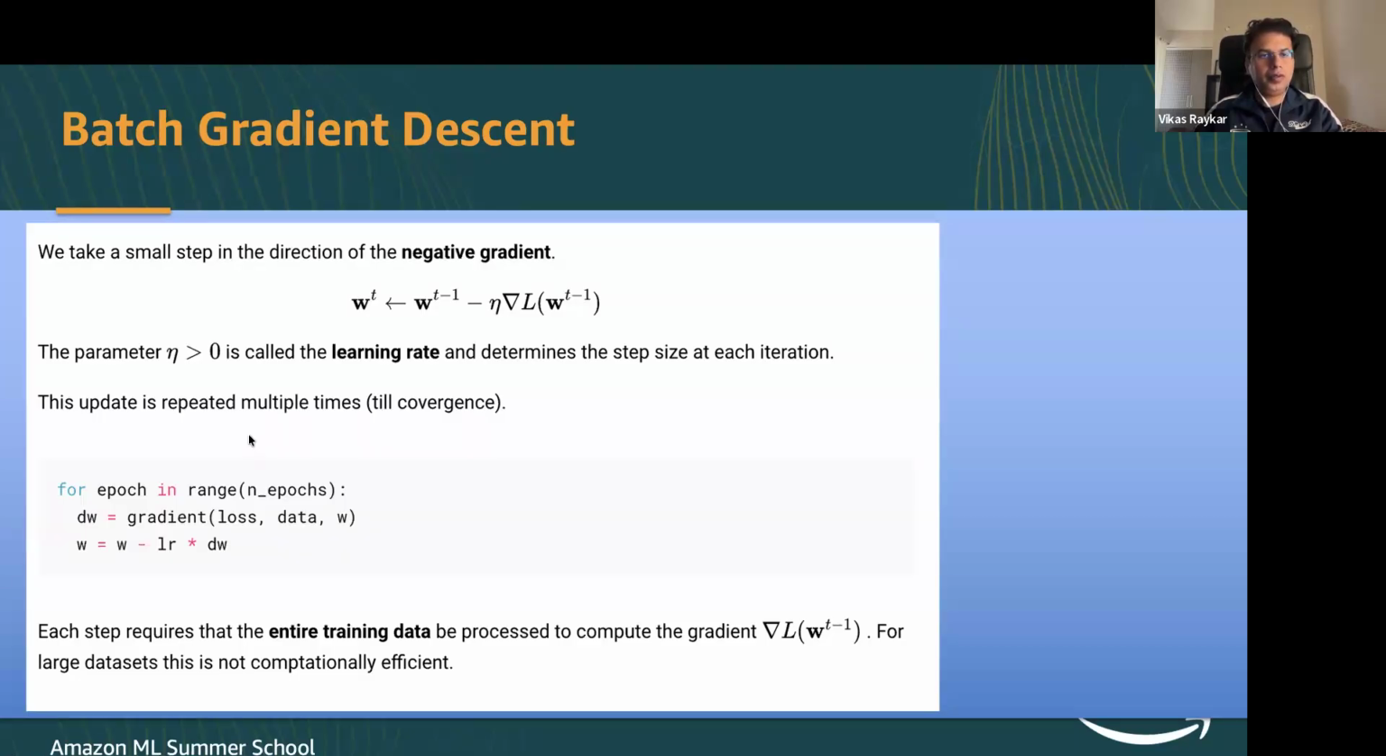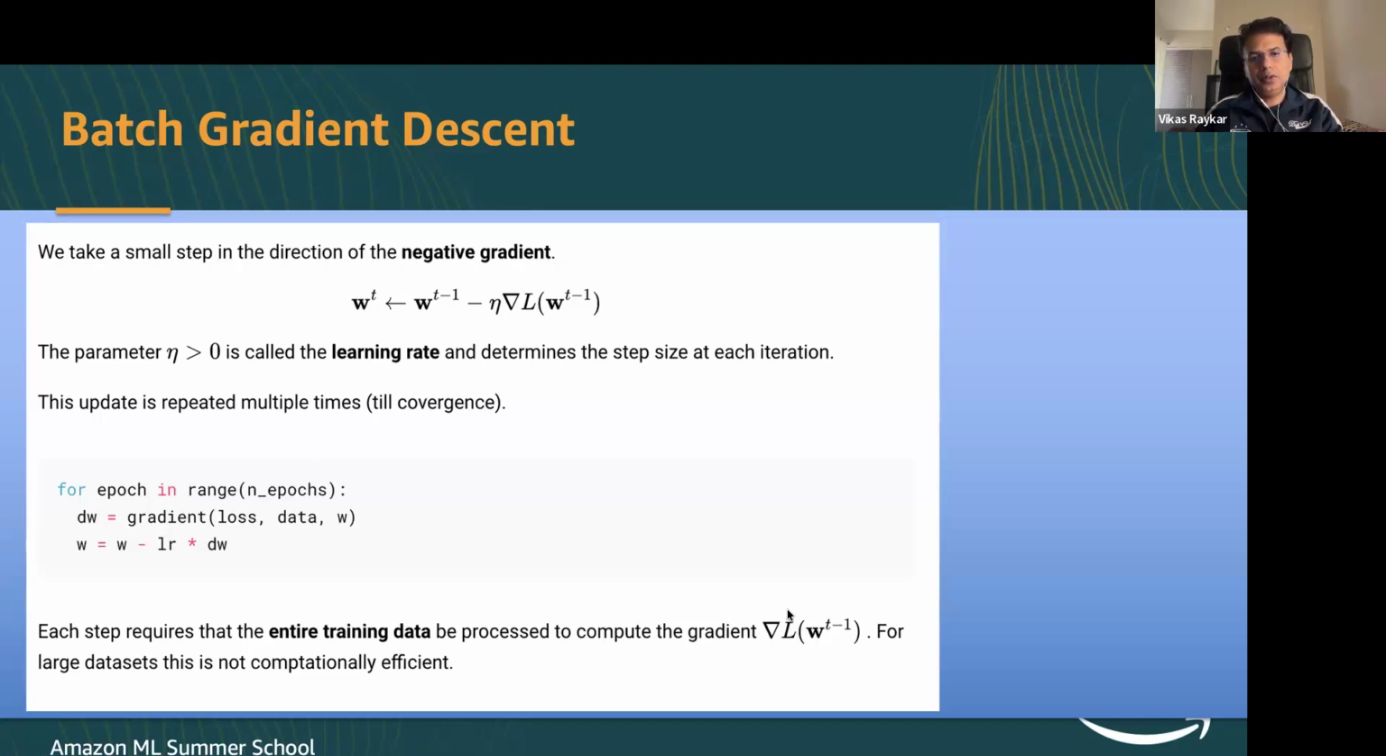Roughly, think of a number of epochs, and you keep repeating. First, you compute the gradient of the loss function, given your data set, with respect to W. This is your dW, and you update W via W minus learning rate times dW. Why is this called batch gradient descent? Because at each step you're using your entire training data to compute the gradient.